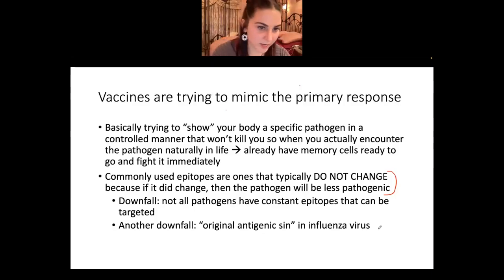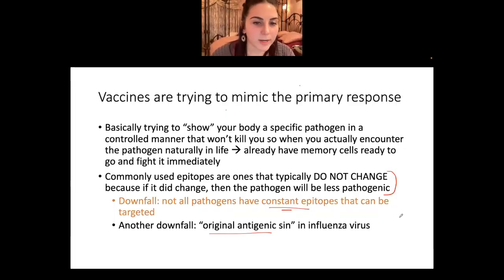But a downfall to this is that not all pathogens have constant epitopes that can be targeted. And we'll go through, I think on Thursday, some examples of this, like why there aren't vaccines for every single virus. And another downfall is what's known as original antigenic sin. This is really common in the flu virus. This is kind of why we have to get the flu vaccine every single year, because of this idea of original antigenic sin.